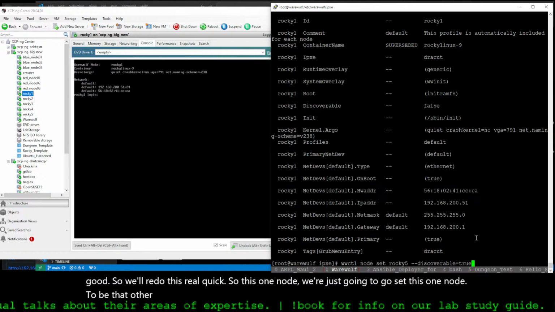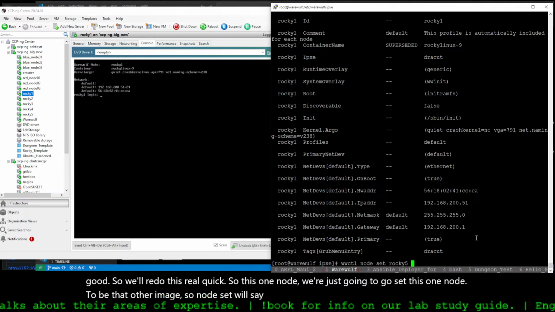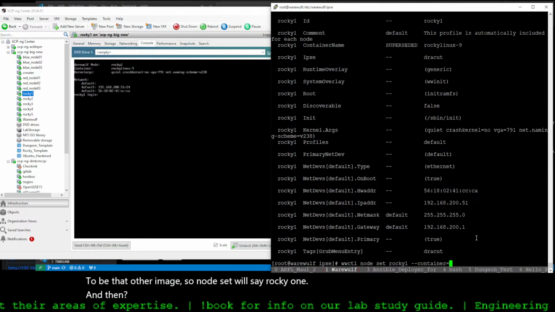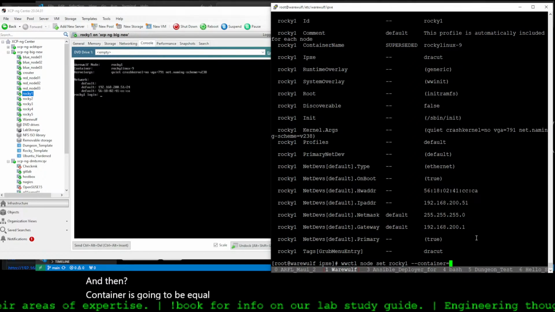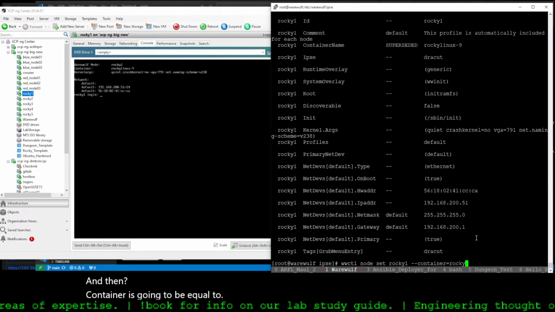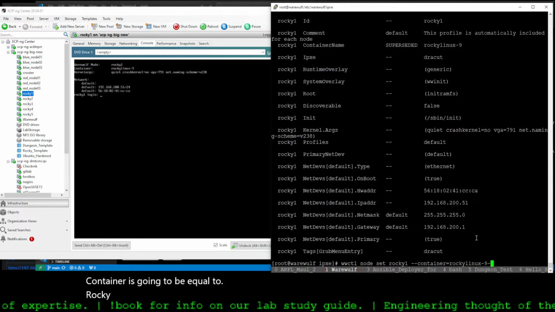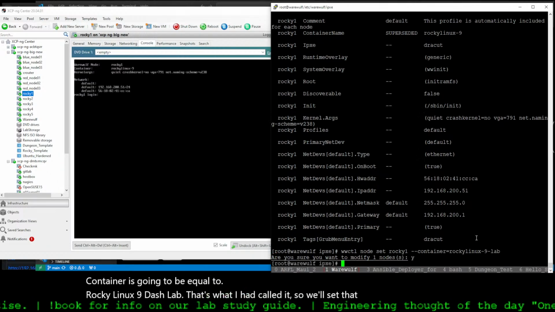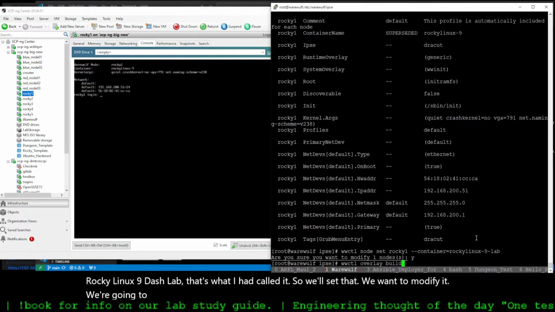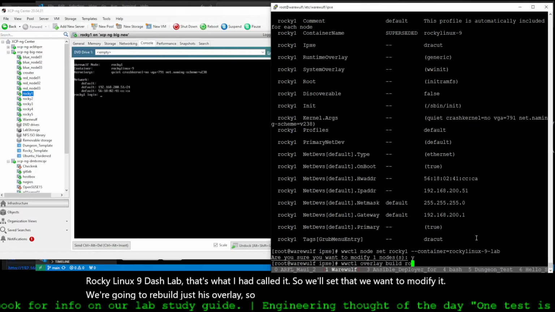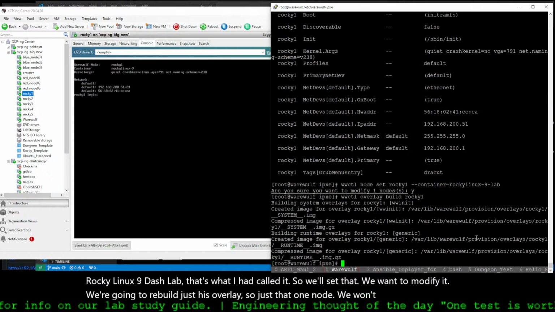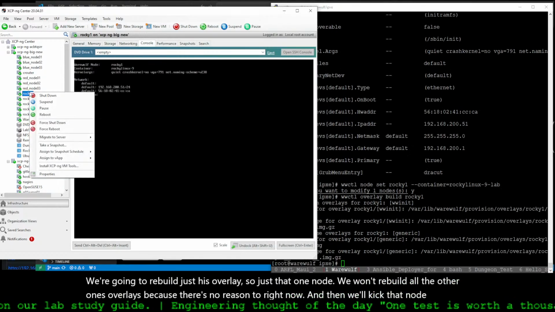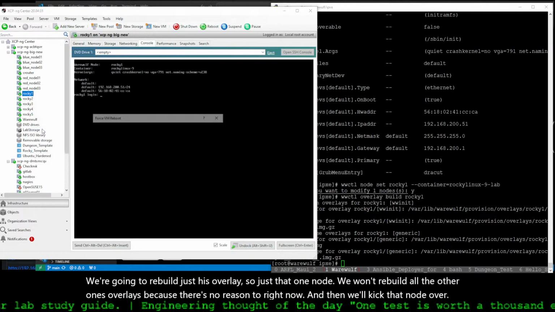So node set, we'll say Rocky 1, and then container is going to be equal to Rocky Linux 9-lab. That's what I had called it. So we'll set that. We want to modify it. We're going to rebuild just his overlay, so just that one node. We won't rebuild all the other nodes' overlays because there's no reason to right now. And then we'll kick that node over and just force the reboot on it.